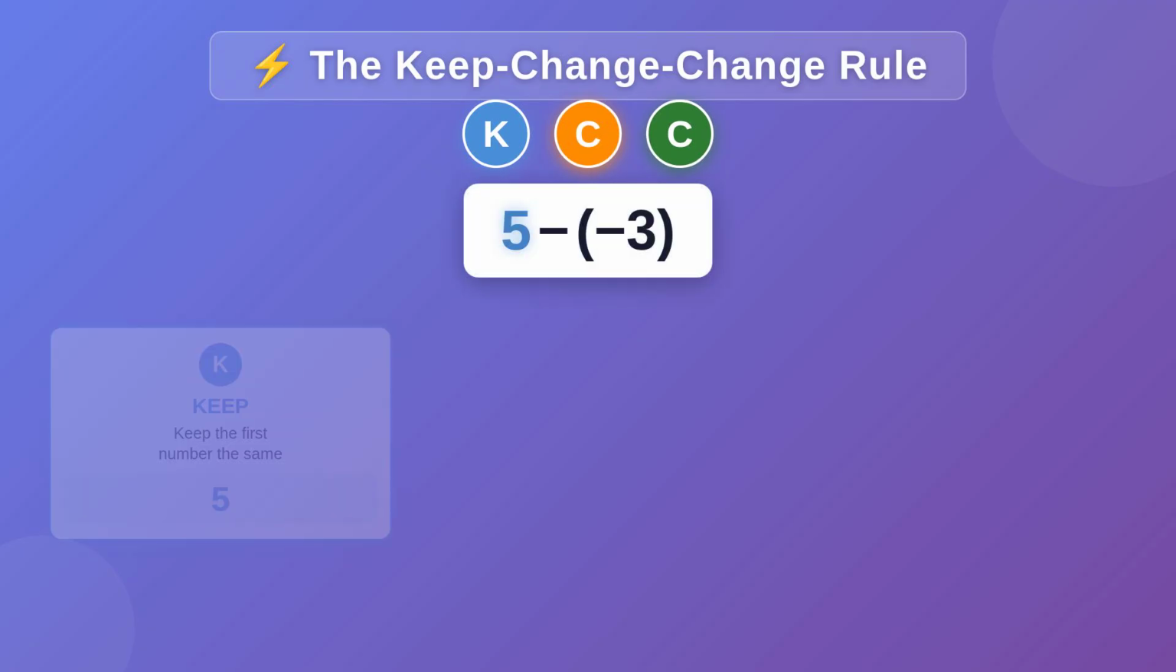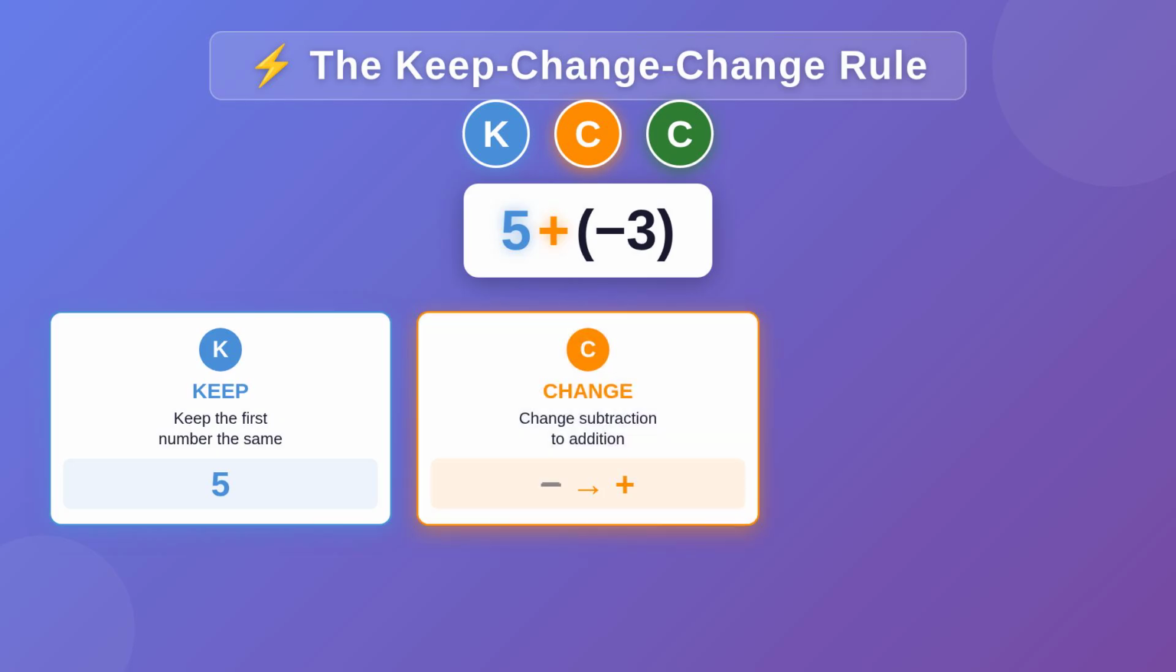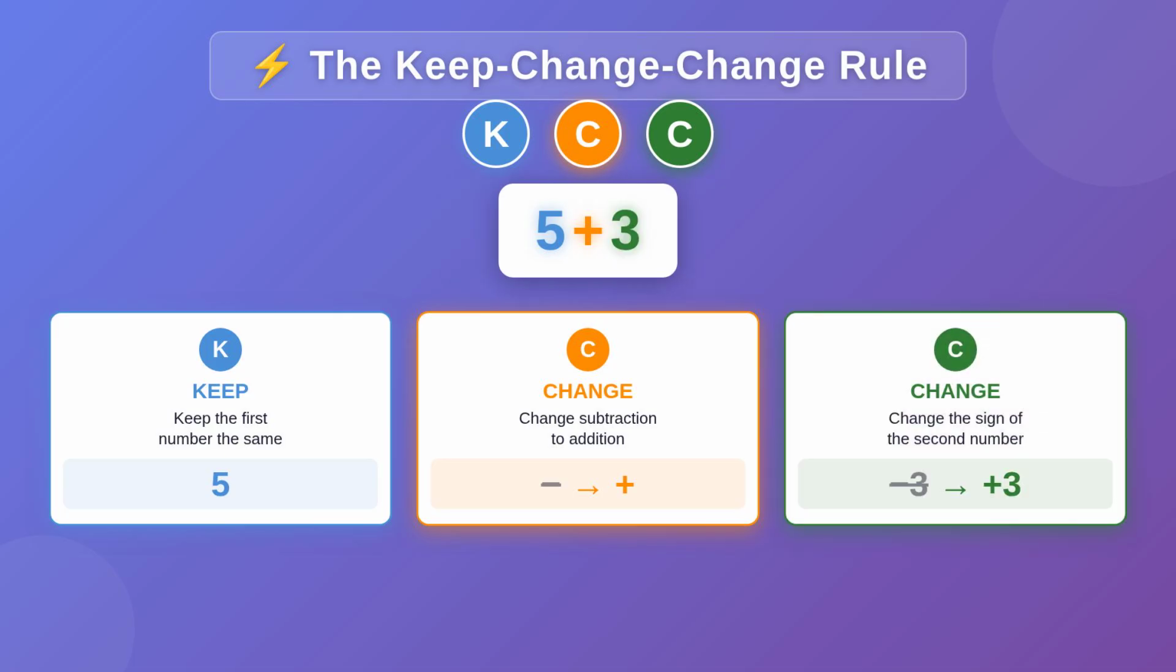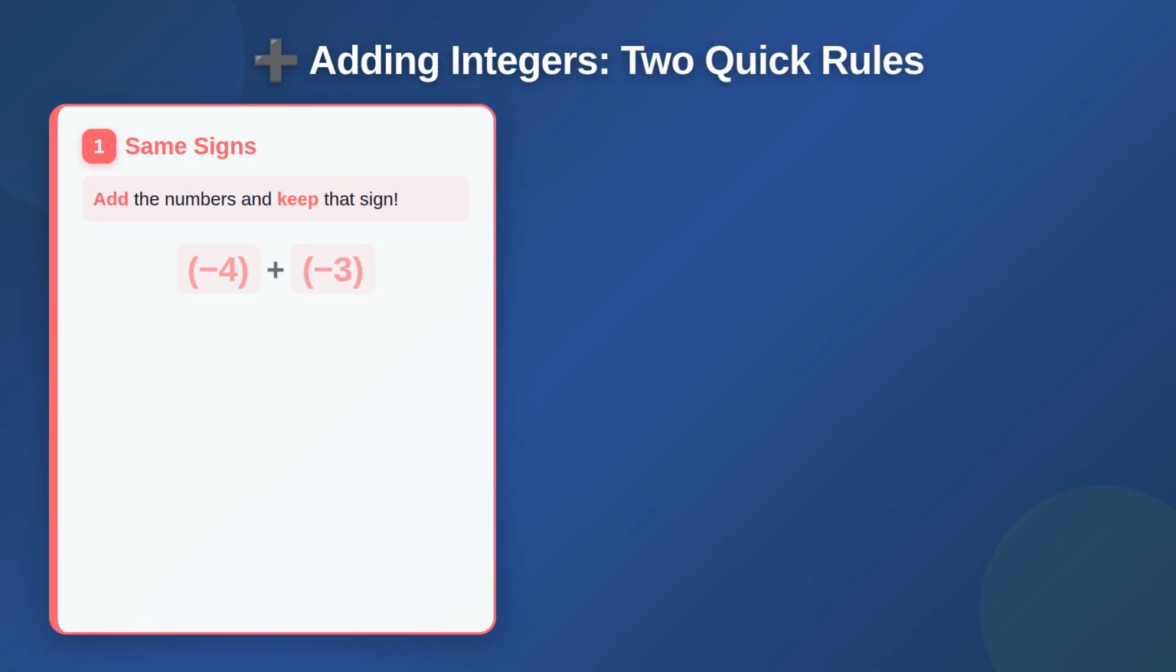Okay, here's the secret trick that math teachers love. It's called keep change change, or KCC for short. Whenever you see a subtraction problem, especially with negative numbers, use this trick. Step 1. Keep the first number exactly as it is. Step 2. Change the subtraction sign to addition. Step 3. Change the sign of the second number to its opposite, then just solve. So 5 minus -3 becomes 5 plus 3, which equals 8. This trick works every single time. Write it down. KCC.